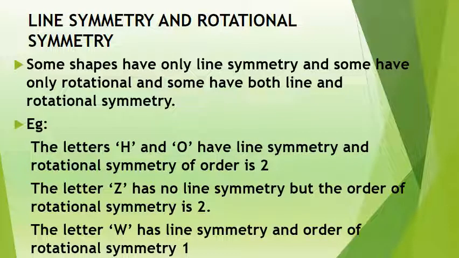For example, letters H and O have line symmetry and rotational symmetry of order 2. The letter Z has no line symmetry but the order of rotational symmetry is 2. The letter W has line symmetry and order of rotational symmetry 1.